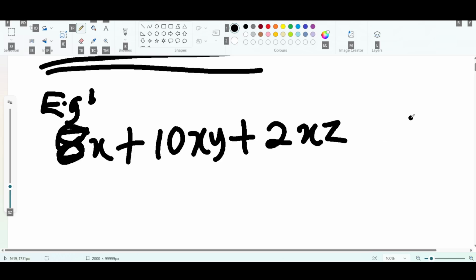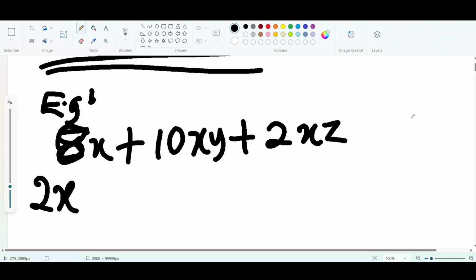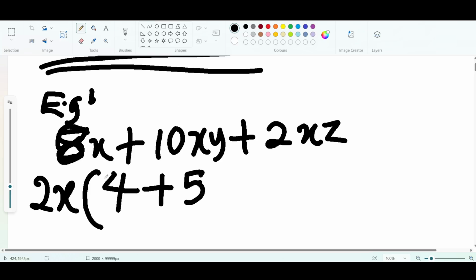So we now factorize those out. 2 is common, x is also common. We bring them out, we open the brackets. We now use this to divide this. We say 8x divided by 2x, that is, x will cut x, that is 1. 2 in 8, that will be 4. Now we say 2 in 10, that will be 5. Then x in x, that's 1. 5 times 1 is 5.